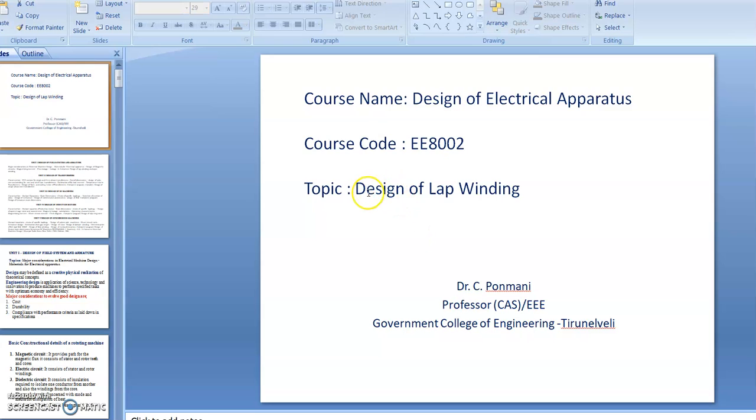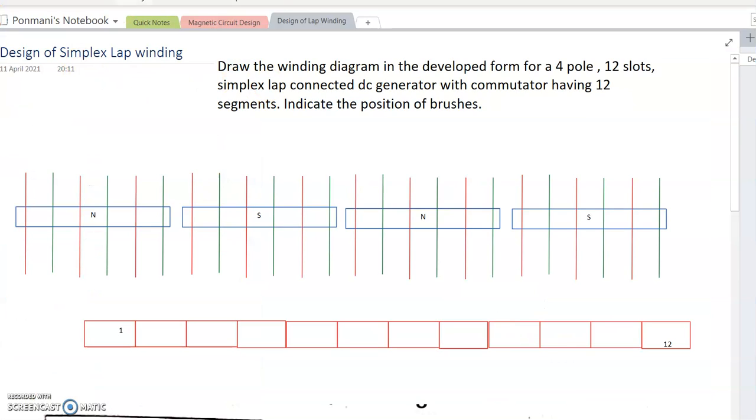Good morning. Today we are going to discuss the topic design of lap winding in a DC machine in the subject design of electrical apparatus. For this we are going to take down a problem and draw the winding diagram. So this is the problem given. Draw the winding diagram in a developed form for a 4-pole 12-slot simplex lap connected DC generator with commutator having 12 segments. Indicate the position of the brushes.